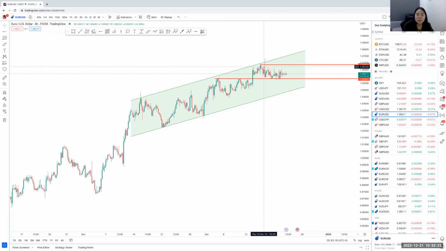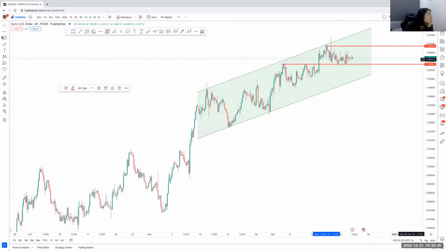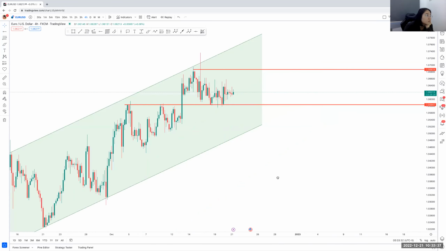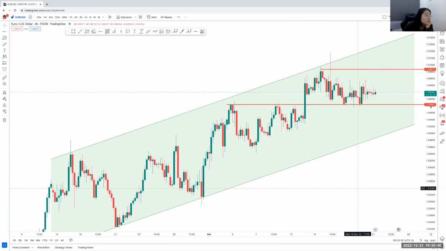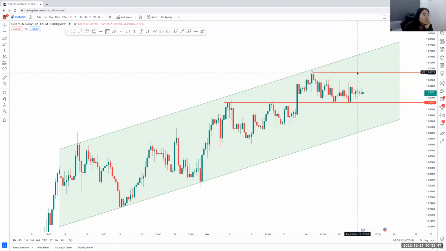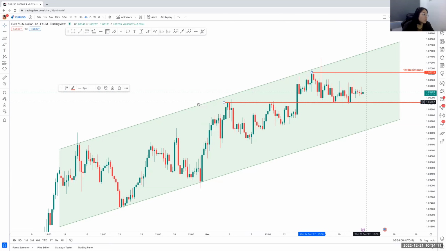Now that I have identified my support and resistance, I'm going to mark it very clearly. There's one way you can mark it. You can double click, go into text, and type first resistance, or whatever you want to type, as long as it identifies that resistance. And I usually put it as red color. So in my mind, I know that red means resistance, green means support.